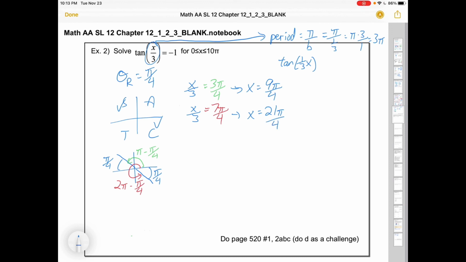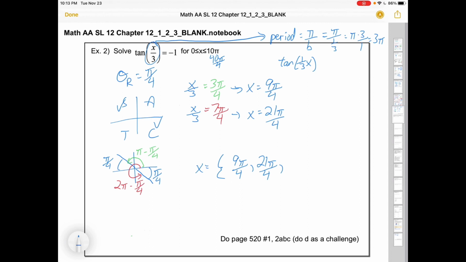Those are both numbers that are between 0 and 10 pi, because 10 pi would be 40 pi over 4. Okay, that's the boundary. So we can write the answers. I can put my nice brace brackets here. There are no negative ones, so 9 pi over 4 is the lowest. And we got 21 pi over 4.